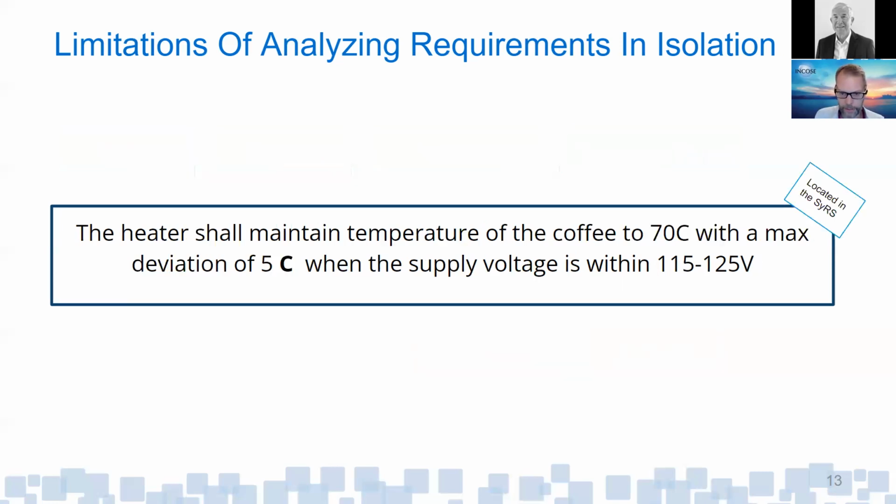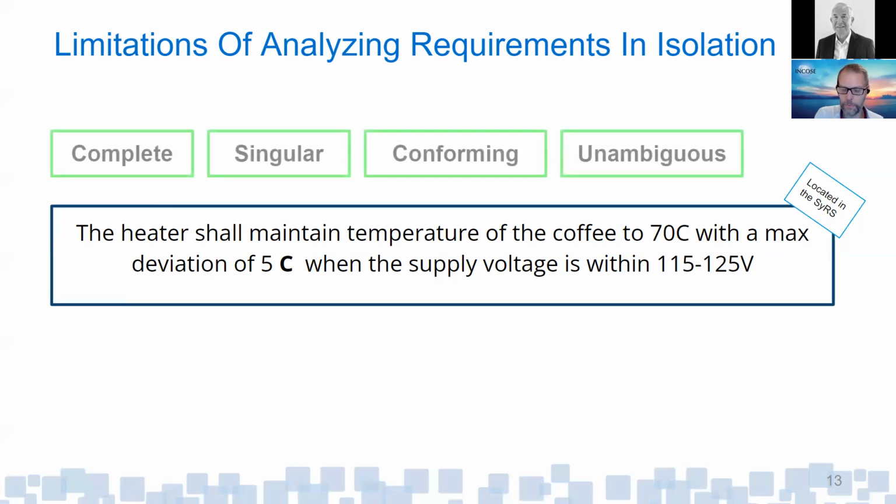Another example. In this case, it's a requirement located in the system requirement set for the coffee maker, but it says something like: the heater shall maintain temperature. Okay, if we run this through the quality checker, we probably still get a pass on complete, singular, conforming, and unambiguous. But there is something fishy here. The heater shall maintain temperature. If you grab the heater, hold it in your hand, and watch it maintain the temperature of coffee, it simply won't do it. So there's something wrong here.